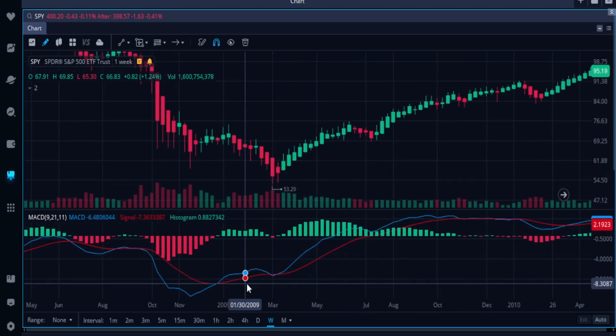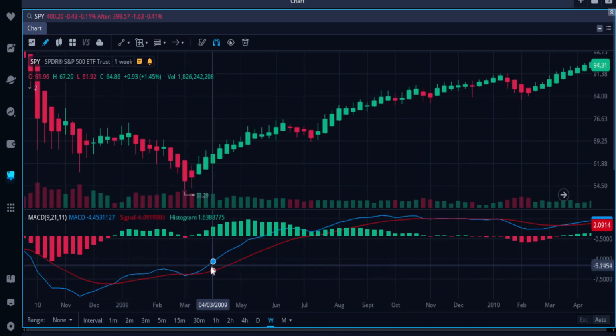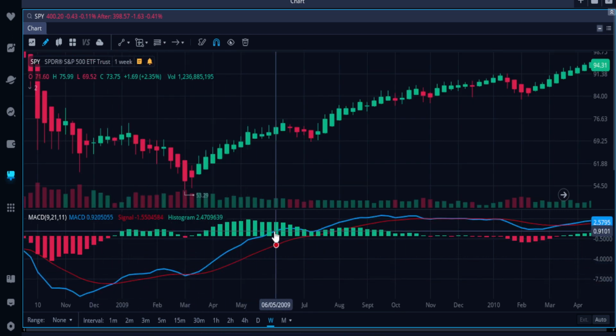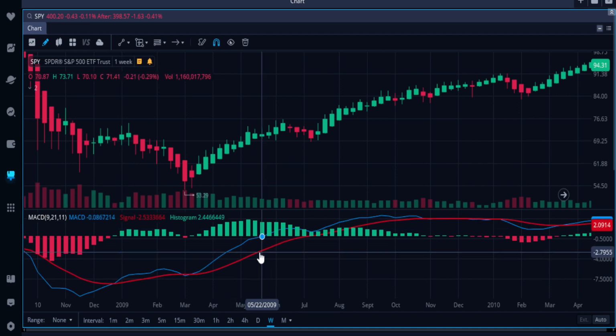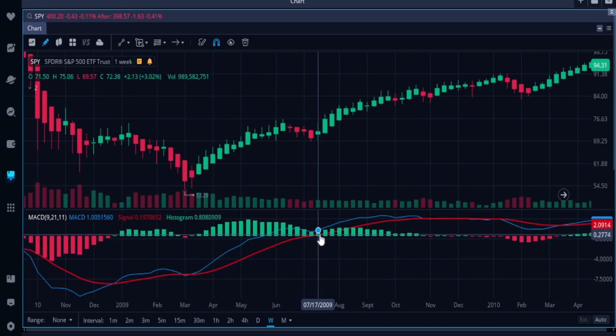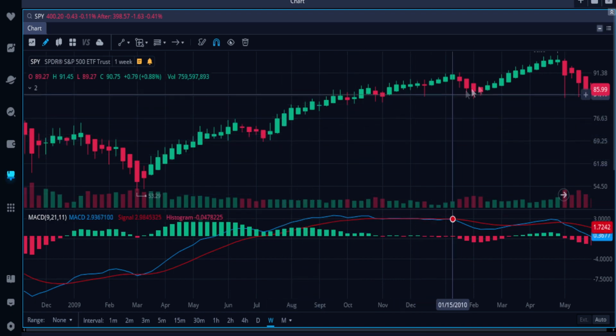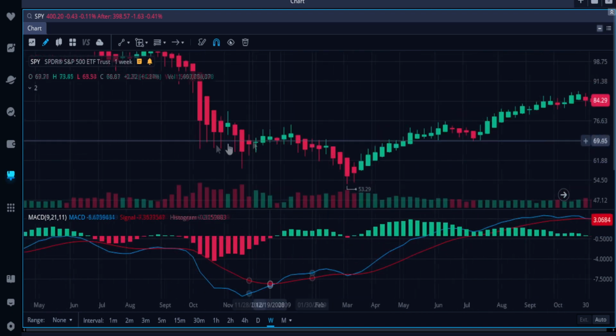Look at the 2008 crash. You see that we had a crossover here, and then the buyer line broke above the 0 point histogram. The seller line was still underneath, and it didn't break until July of 2009, so about right here. And that led to a big move to the upside. Let's go back even further and see what else we can find.